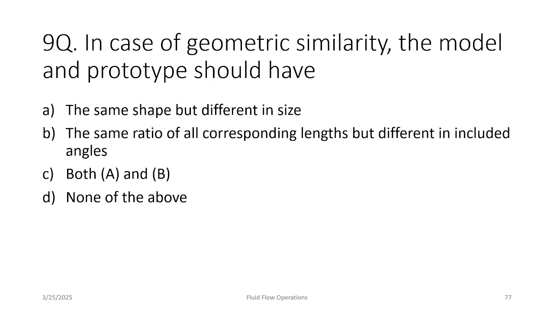Okay. So coming to ninth question, in case of geometric similarity, the model and the prototype should have the same shape but different in size, same ratio of all corresponding lengths but difference in included angles. Option C, A and B. Option D, none of the above. So when the model and prototype are in geometric similarity, what should be the case? They should be of same shape, but they should be having different sizes, right? That is option A.